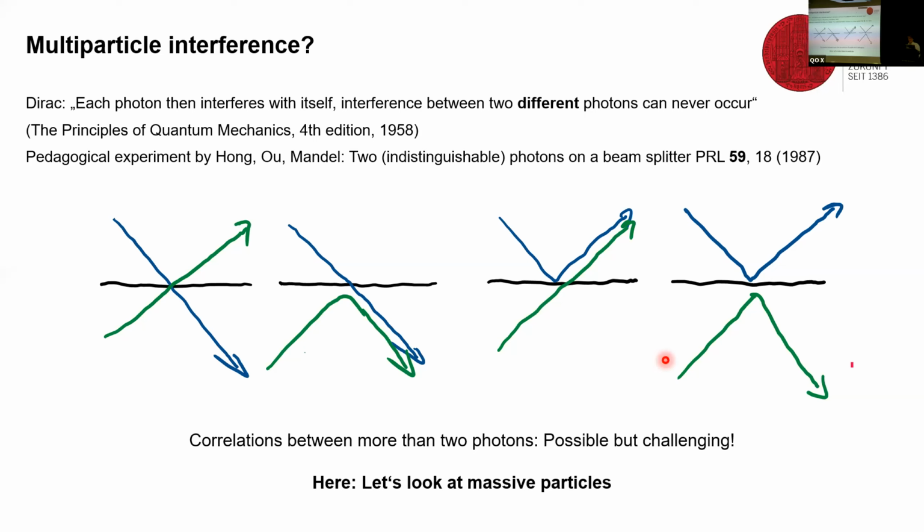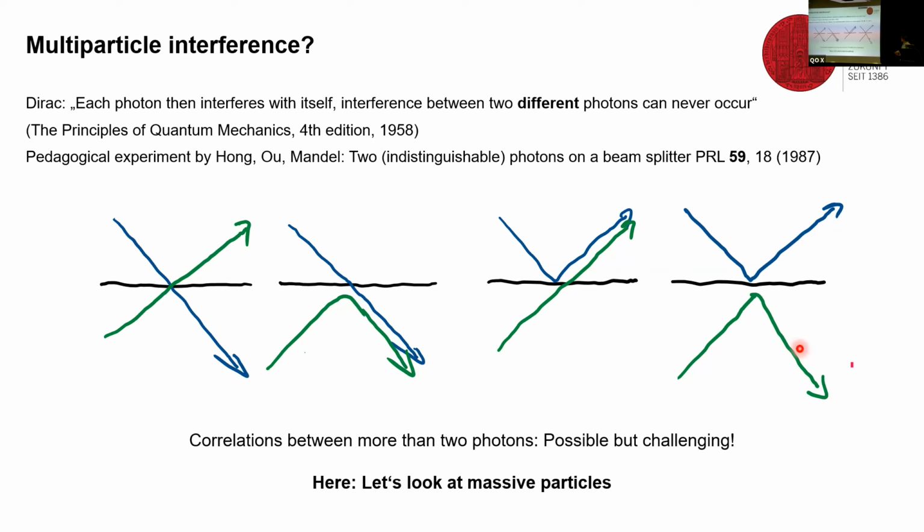And I think to clarify this, there's a very pedagogical experiment done by Hong, Ou and Mandel, which of course all the senior people in this audience have been discussing many times, and I still like it a lot. Yeah, so you have two indistinguishable photons coming in on a beam splitter here, depicted by the black lines. And of course, now I'm using different colors, but they're indistinguishable. And you can see there's 4 different ways how these two photons can pass the beam splitter. They can go out like this, they can come out in two different ways on the same side of the beam splitter, or they can come out in this way.